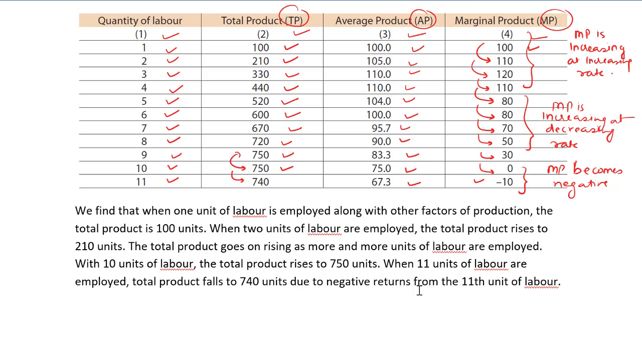So over here we find that when one unit of labor is employed along with other factors of production, the total product is 100 units. As you can see over there, when 2 units of labor are employed, the total product rises to 210 units. That means labor is a variable factor.